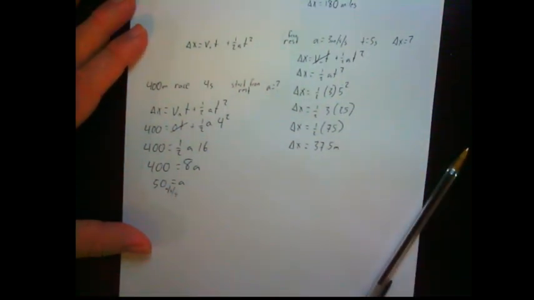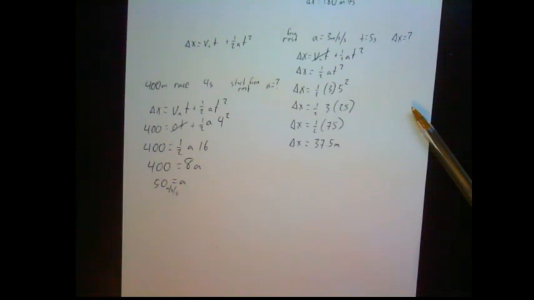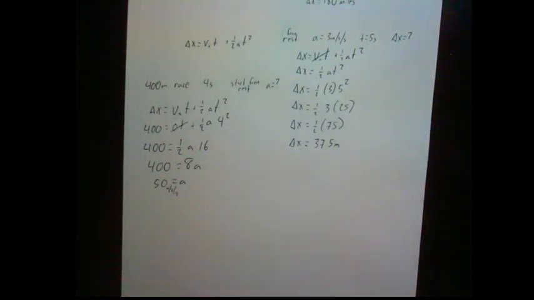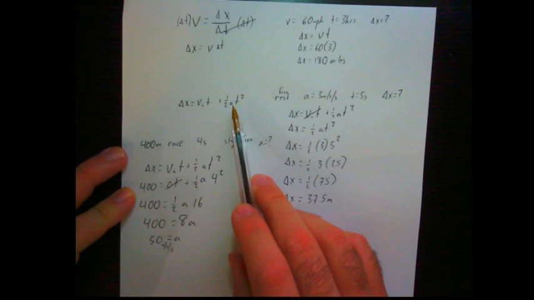Let me make sure that's right. Yes, 50 meters per second per second. That's an incredible rate of acceleration for that Corolla. Maybe you didn't have a stock Corolla after all. Maybe you attached rockets to it. All right, so that is the displacement formula with acceleration.